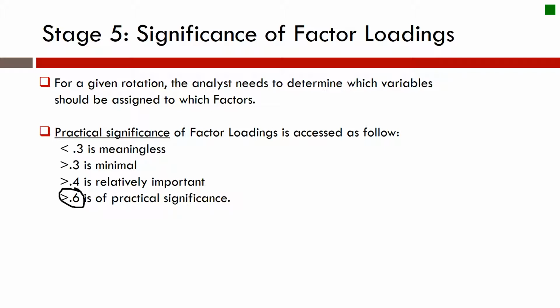But there may be statistical significance at anything above .3, and these might be minimal, relatively important, and offer some practical significance. But again, I like to use the general rule of above .6 or above .7, somewhere in that range.